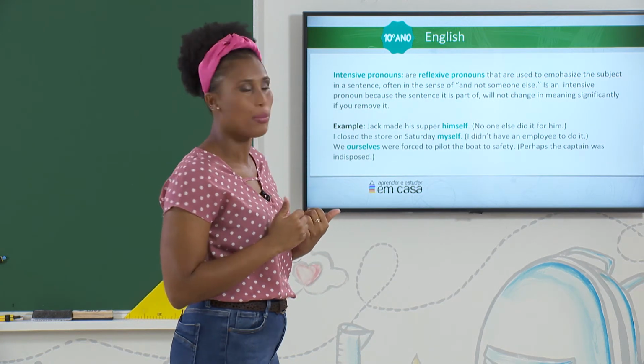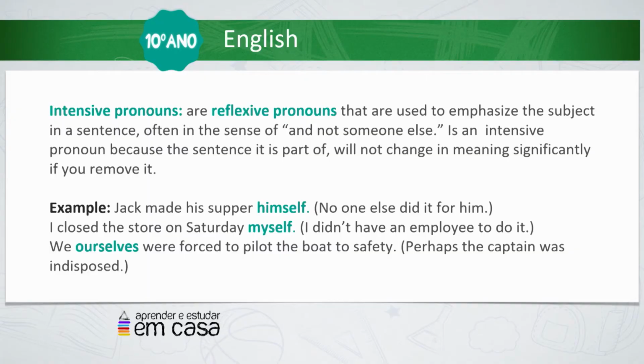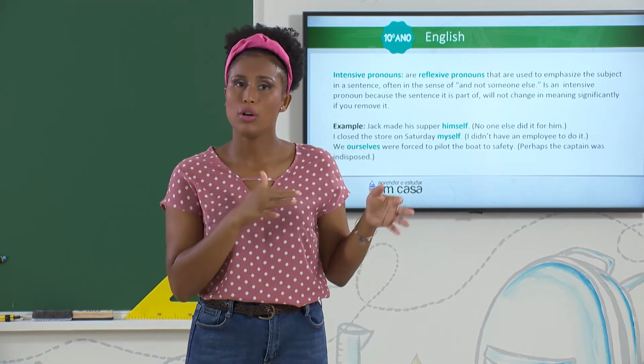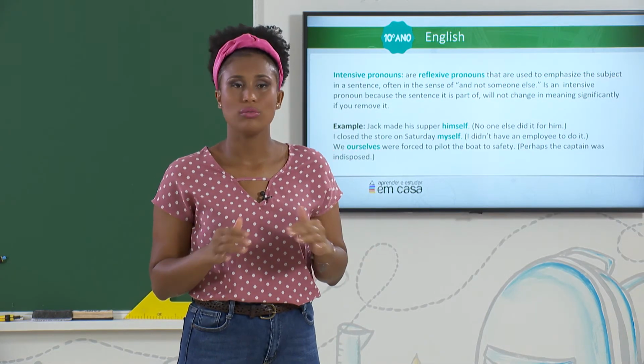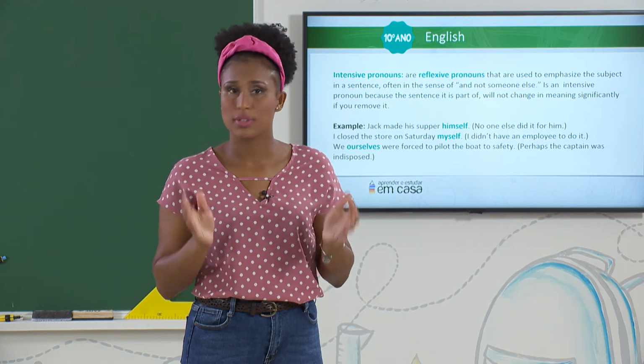Here we have some examples. One, Jack made his supper himself. No one else did it for him. Two, I closed the store on Saturday myself. I didn't have an employee to do it. And three, we ourselves were forced to pilot the boat to safety. Perhaps the captain was indisposed. See, even though you remove the intensive pronoun, the meaning will not change. It will stay the same.